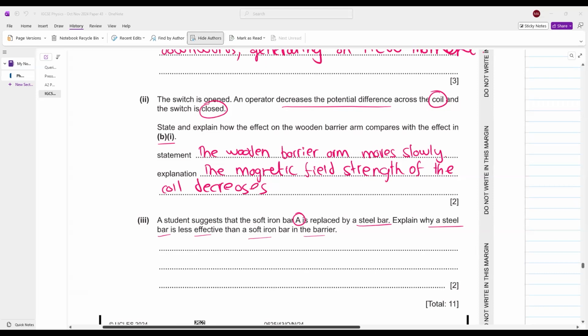The iron bar will not move upward. It will stay attracted to the steel bar and the barrier will remain upward.